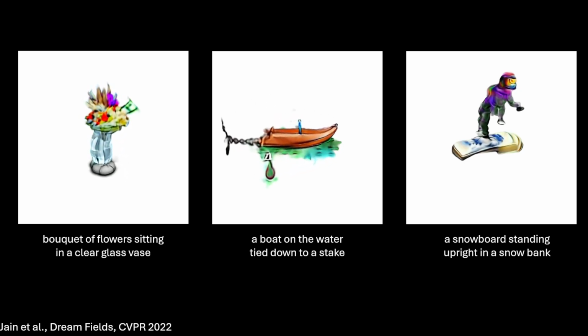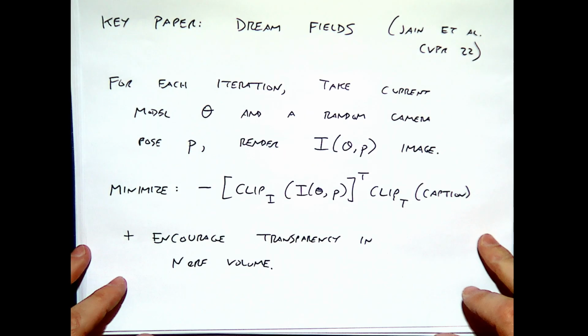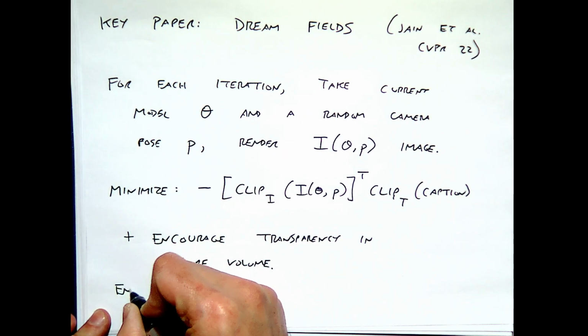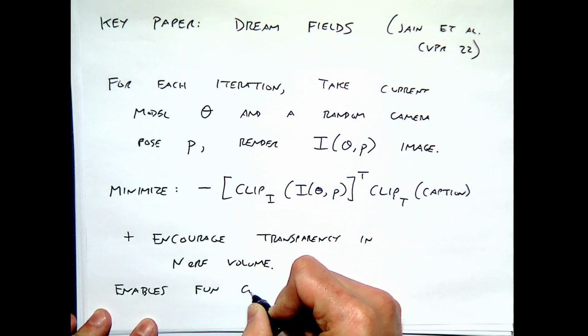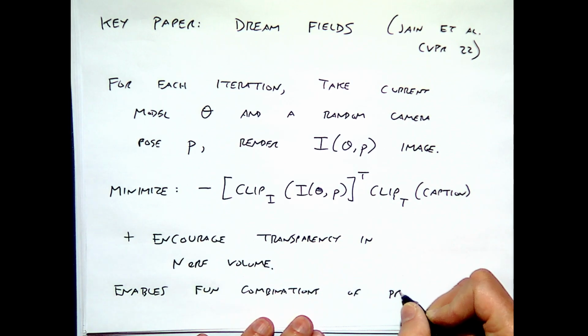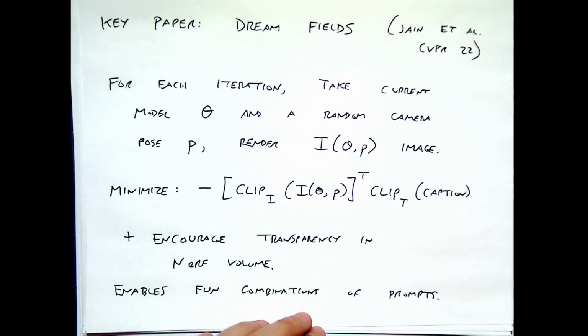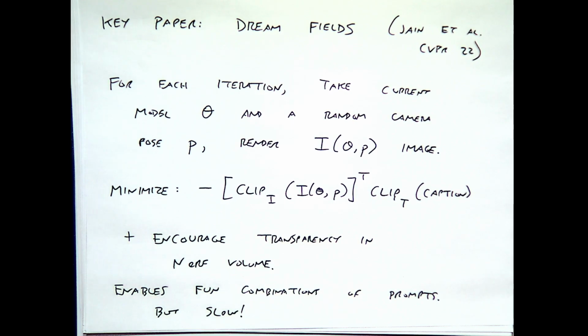And so just to say that you can do pretty nice combinations of prompts, right? So you can say, a blank in the shape of another blank. But it is slow. Orders of magnitude slower than Point-E, right? So I can't do an interactive demonstration of Dream Fusion or Dream Fields for you.